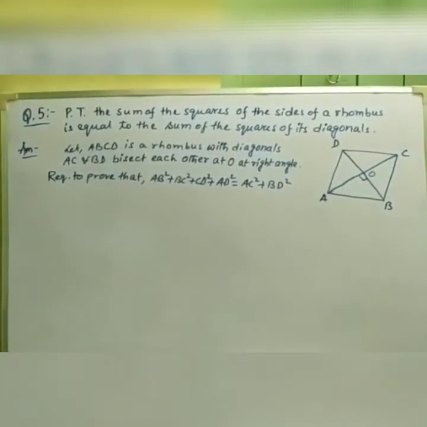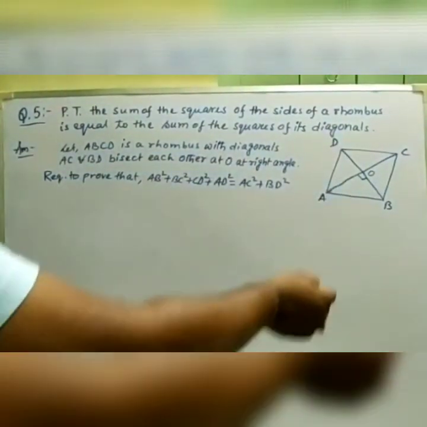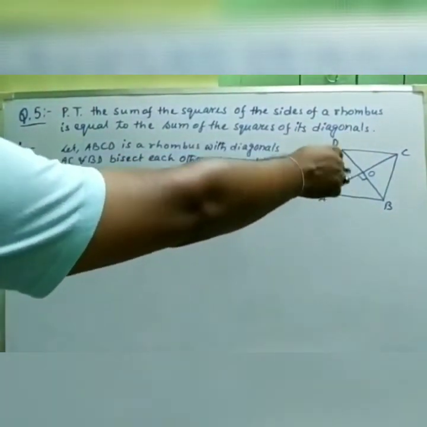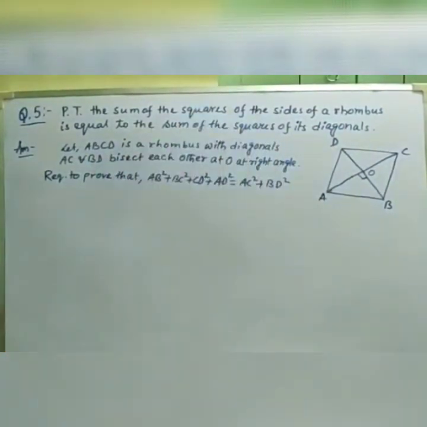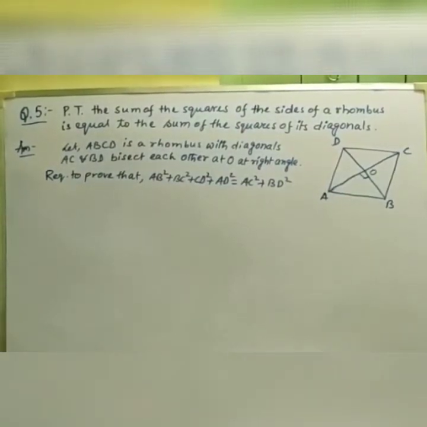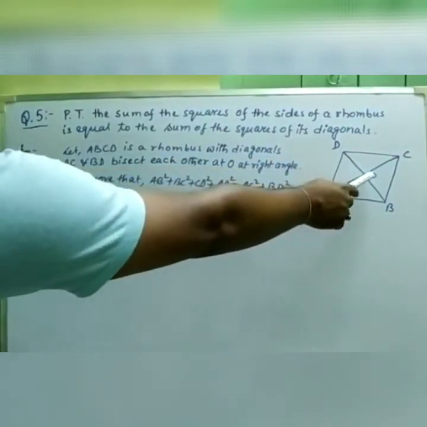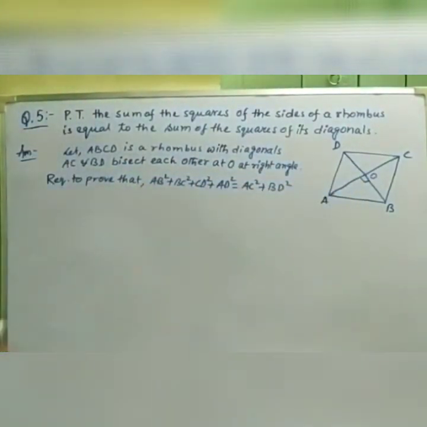Here you can see the figure that ABCD is a rhombus, where the diagonals AC and BD bisect each other at O at right angle. This is the property of a rhombus, that the diagonals of a rhombus bisect each other at right angle. So we have written ABCD is a rhombus with diagonals bisecting each other at O at right angle.